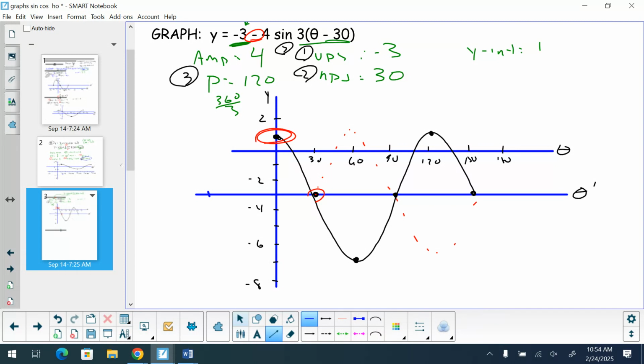Homework, page 53, problems 1 to 8. It's basically doing what we're doing here. In each case, find the amplitude, period, vertical and horizontal phase shift, y-intercept, and get a graph down.